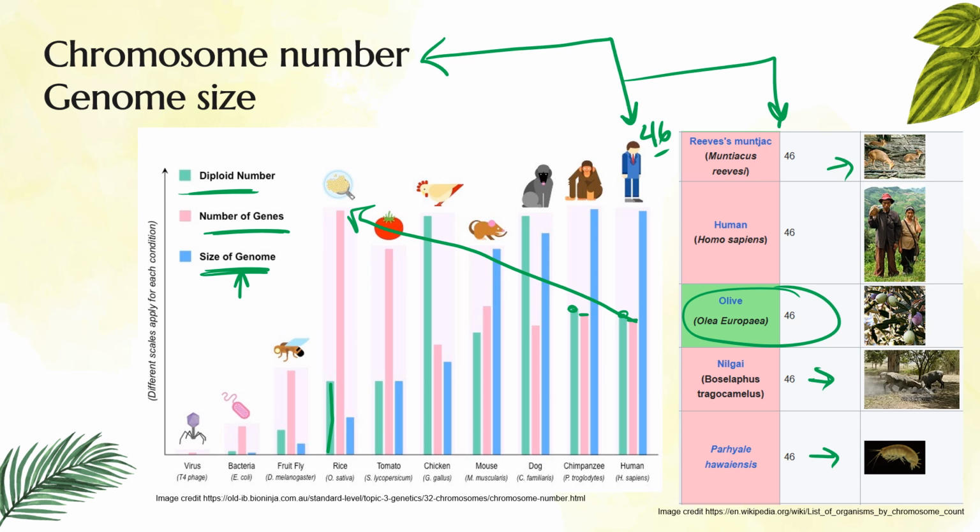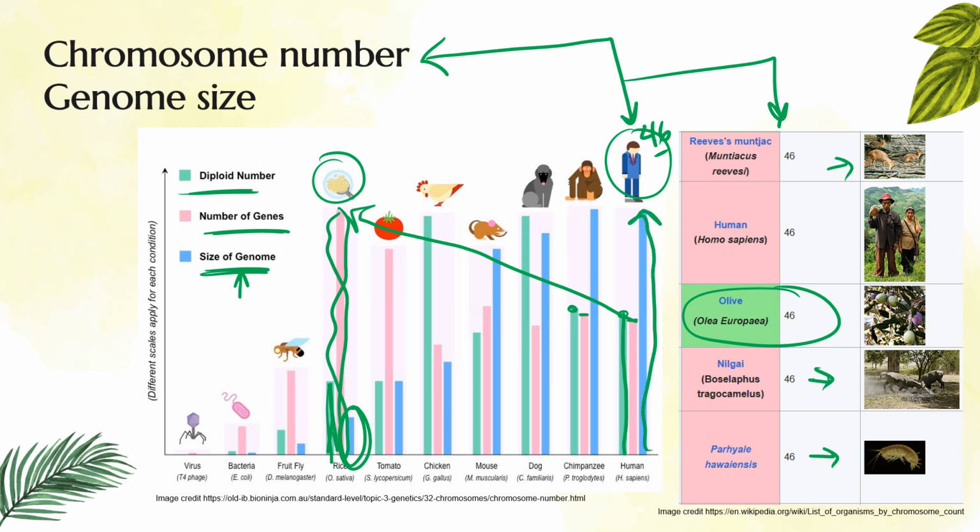Notice, comparing again, us humans to rice. Here's the diploid number of chromosomes of rice, and the number of chromosomes of us humans. We have more chromosomes. But who has more genes? The rice has more genes. But who has more overall DNA? Here's the total genome of rice, and oh my gosh, look at our human genome. It's crazy big.